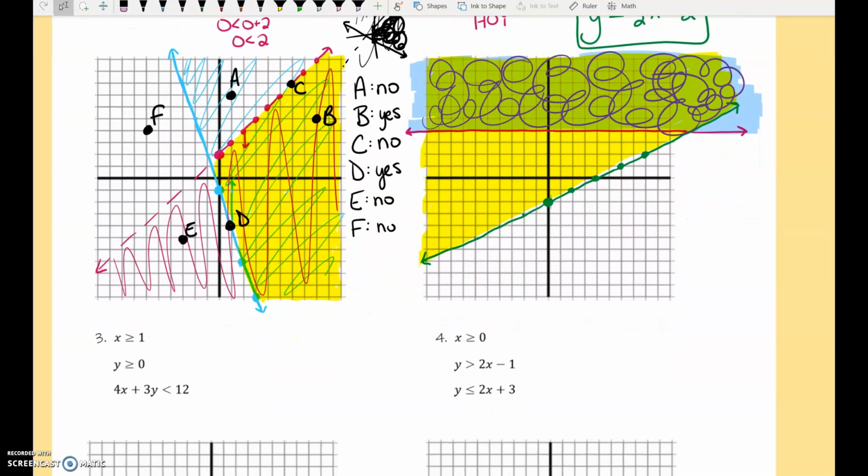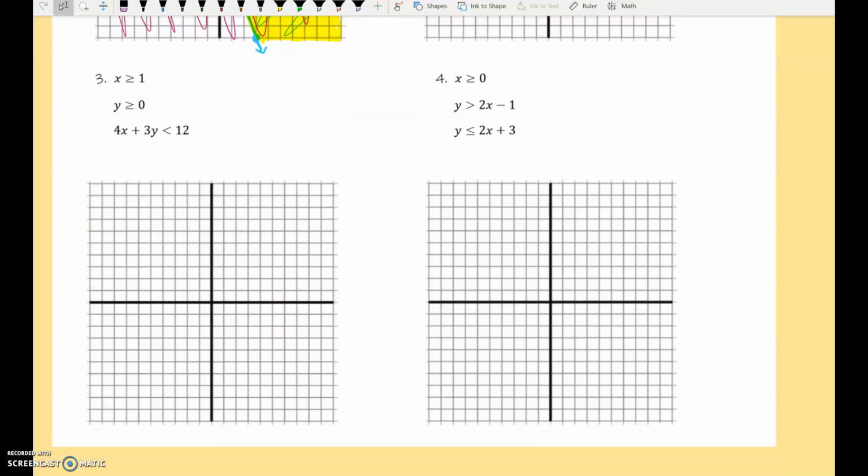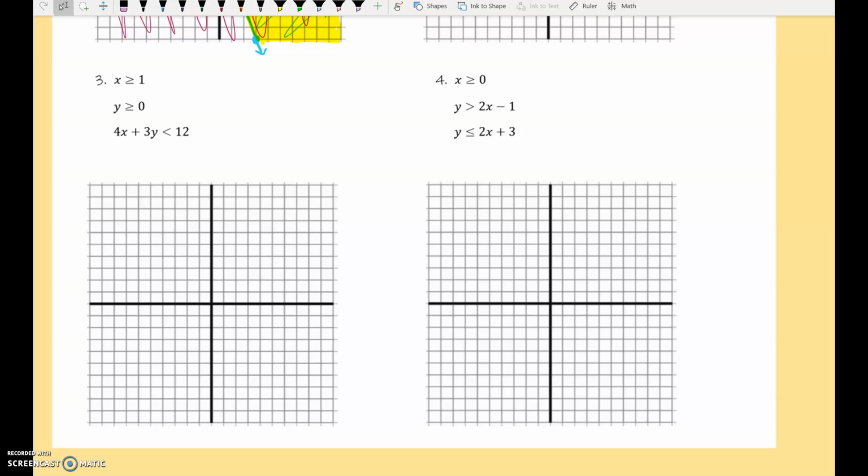Or in number 3's case, there's 3 inequalities. So the final solution is going to be where we are triple shaded. Okay, I think of these two, I think number 3 is the more difficult. So let's do the more difficult one, and then we can skip number 4. So number 3, first we've got x is greater than or equal to 1. This is a vertical line. A vertical line at 1.